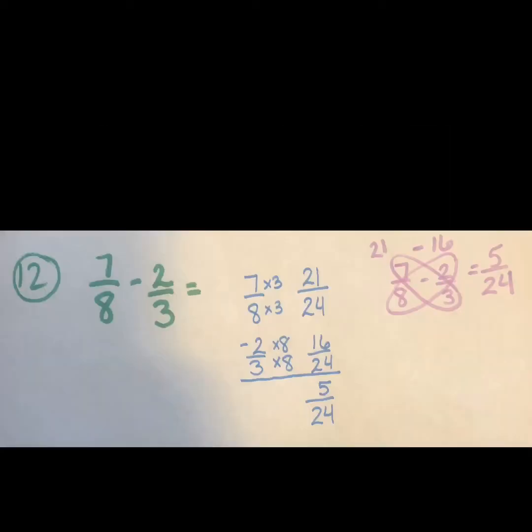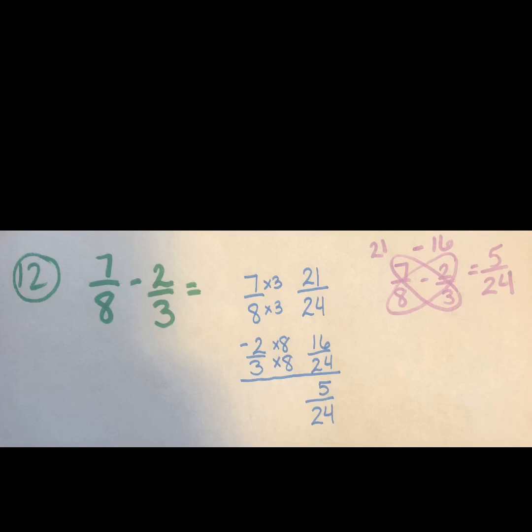Okay, number 12. They both have a common denominator of 24. 7/8 is equivalent to 21/24 because you multiply top and bottom by 3. 2/3 is equivalent to 16/24 because you multiply top and bottom by 8. 21/24 minus 16/24 equals 5/24.